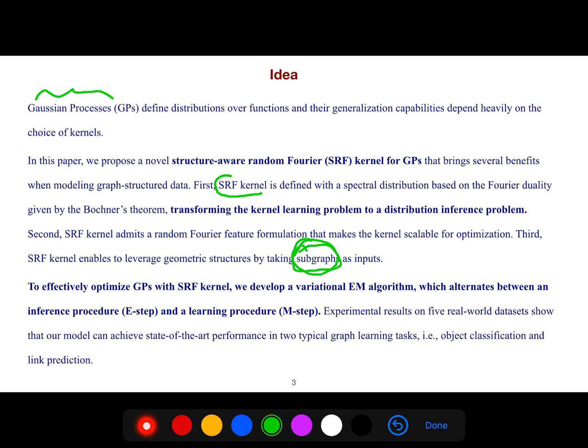So to effectively optimize Gaussian processes with SRF kernel, we develop a variational expectation maximization algorithm which alternates between an inference procedure and a learning procedure.